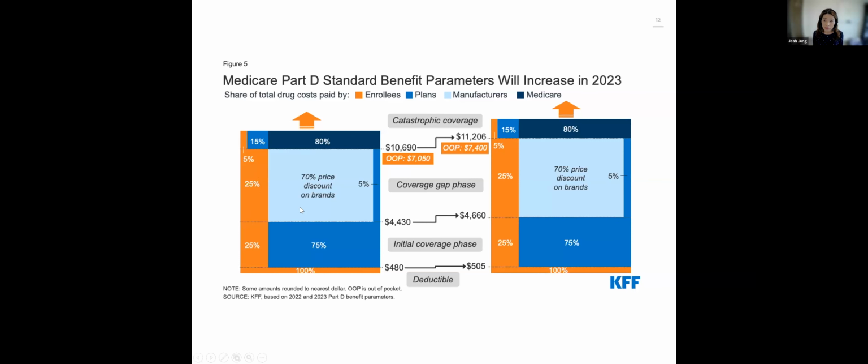Now, once they hit the coverage gap, or ICL, the initial coverage limit, the Part D plan pays only 5%, with no change in the beneficiary share, and the remaining 70%, if it is a brand name drug, comes from the manufacturer, right? So in our data, we want to specify who is paying how much. This is the beneficiary, this is covered by the manufacturer, and you can tell from the data what is covered by the Part D plan. And then after that, you hit catastrophic coverage.